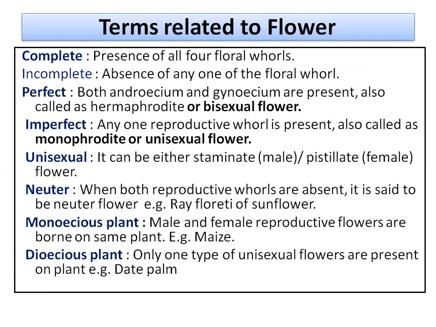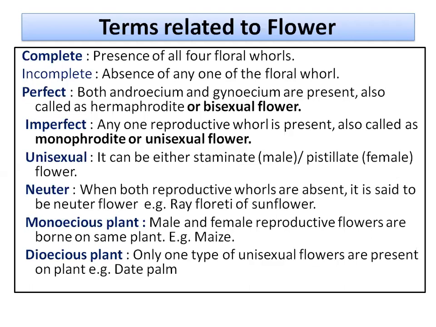And what is a perfect flower? In a flower, both the androecium and the gynoecium, the male and female reproductive floral organs, are present. This flower is known as a perfect flower, and this flower is also known as bisexual. Within a single flower, both reproductive whorls, androecium and gynoecium, are present, known as a bisexual flower, or it is also known as a hermaphrodite flower.